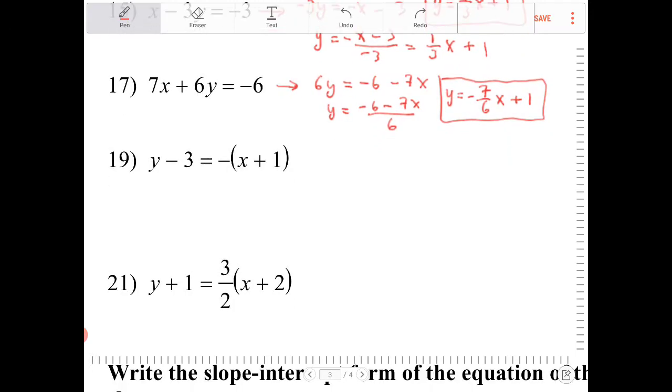Next, you're given an equation in point-slope form, and we are going to rewrite this in slope-intercept form. So we're going to isolate y. We distribute the negative into x plus 1. So I have y minus 3 is equal to negative x minus 1. Add 3 to both sides. We end up with y equals negative x plus 2.